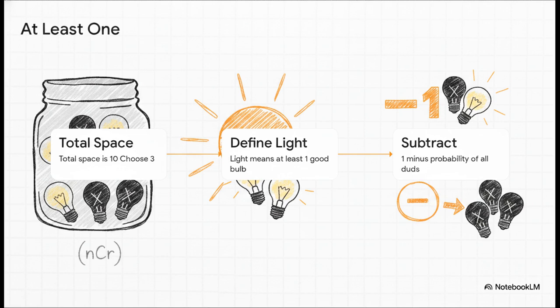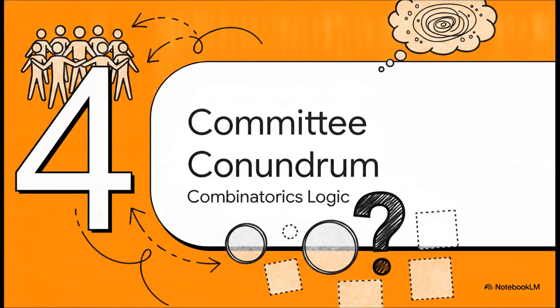Ask yourself, what is the probability of picking all duds? We have 6 fuse bulbs, so picking 3 duds is 6 choose 3. You find that probability, 6 choose 3 divided by 10 choose 3, and simply subtract it from 1. 1 minus the probability of total darkness practically guarantees the probability of light. How cool is that? Section 4, the committee conundrum.